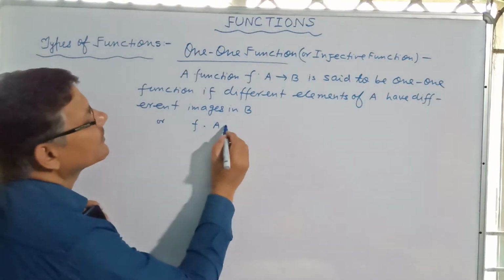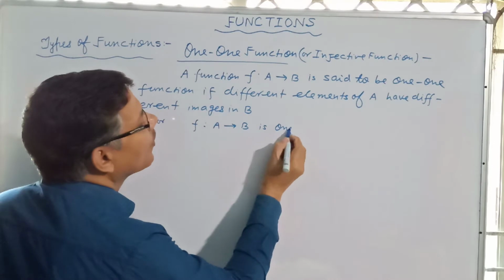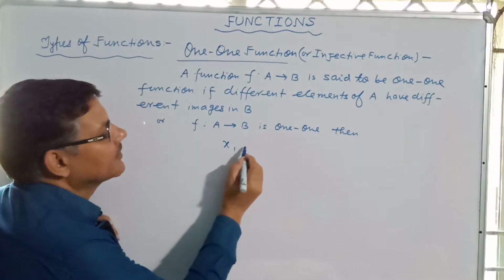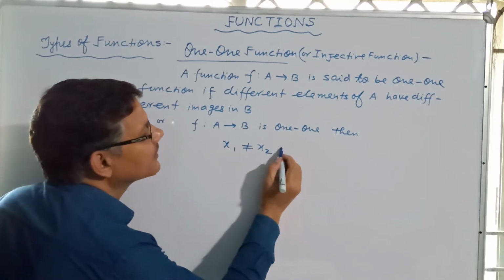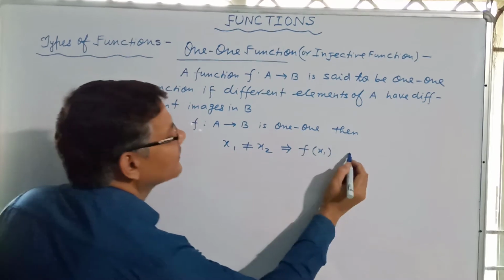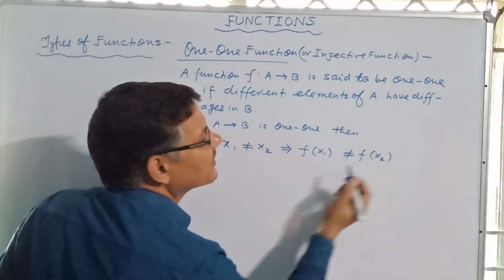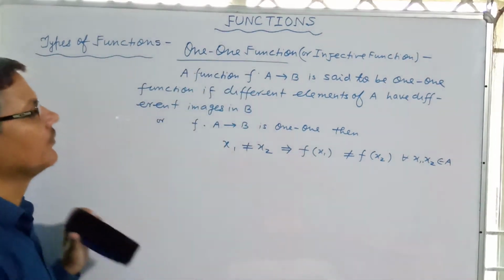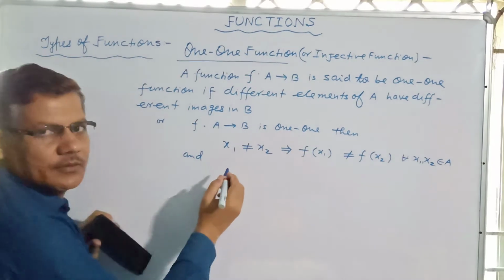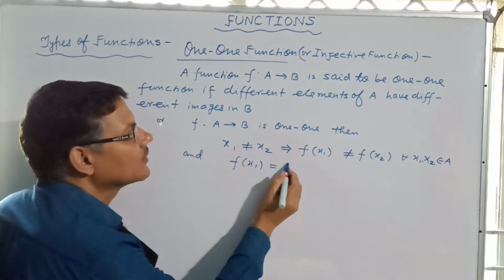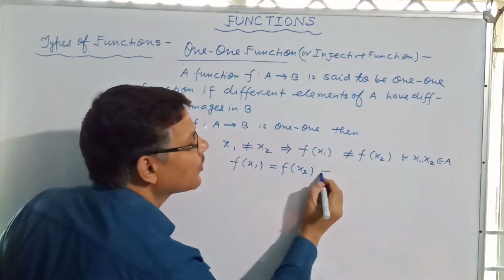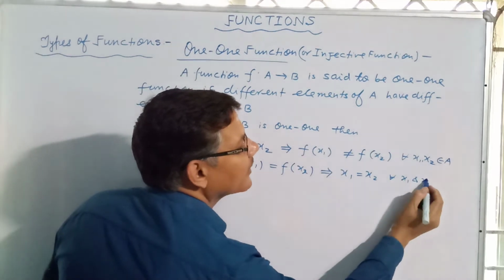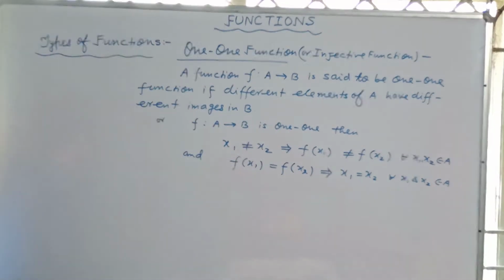Or the function f from set A is one-one, then if we take two different elements, it means x1 is not equal to x2, then it must imply the images of x1 and x2 are also different, for all x1, x2 elements of its domain A. And in case we get two elements such that their images are equal, then by definition of the function it is possible only when the elements are also equal, for all x1 and x2 elements of A. This is about the one-one function.